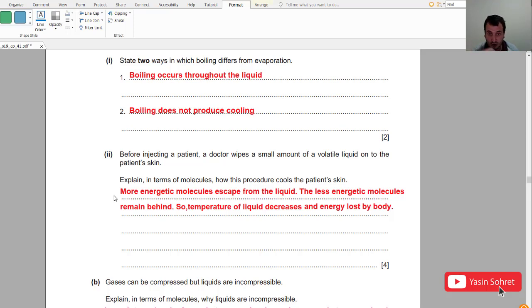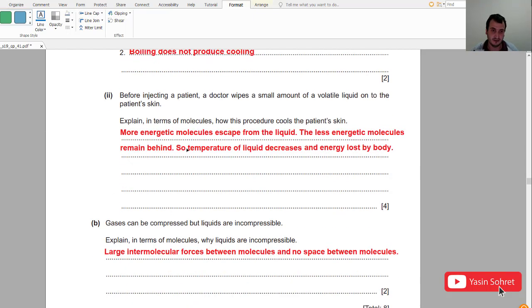So when you drop the liquid onto your body, what will happen? The thermal energy is taken by the liquid from the body, and the more energetic particles are going to escape to the air. The remaining ones will have a decreased temperature. So the energy is going to be lost by your body. So this is the explanation of the question.